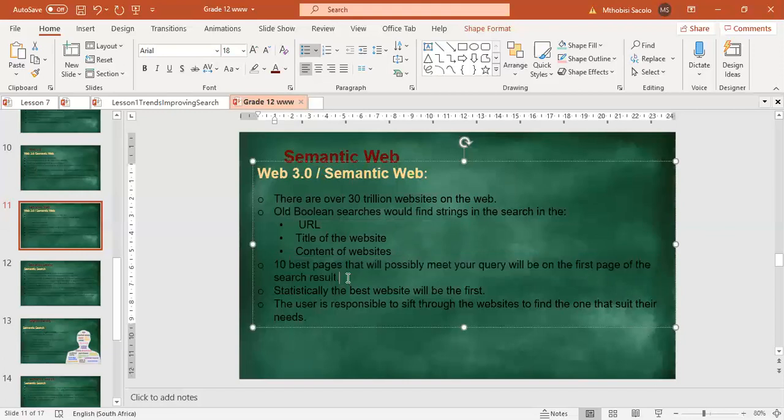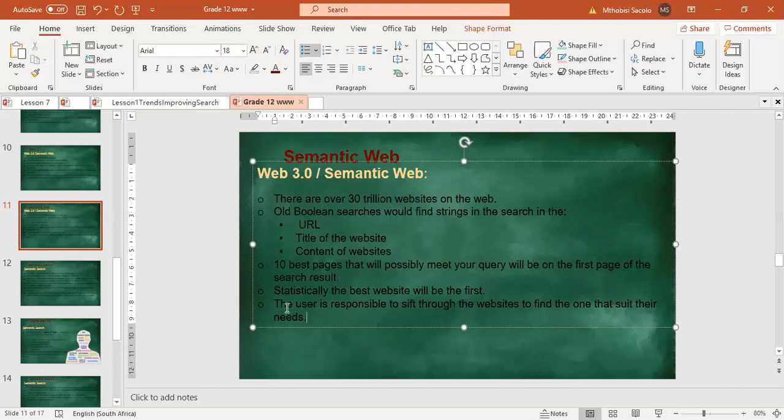So right now it will choose the 10 best pages that are most likely to have the information for the keywords that you have been searching. Statistically, the best website will be the first. So if there is a website that is the best with that particular information that you are searching, it will be first.